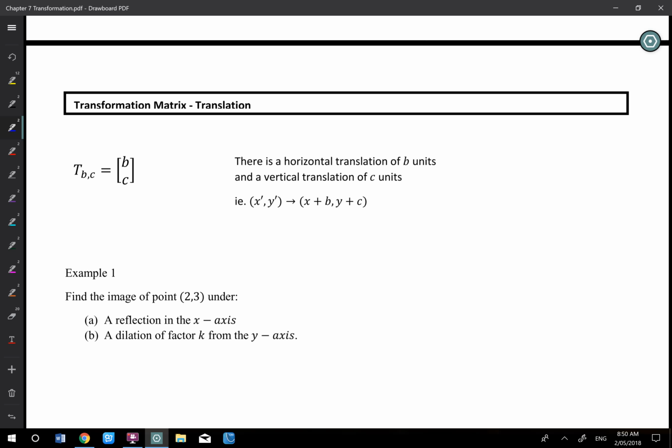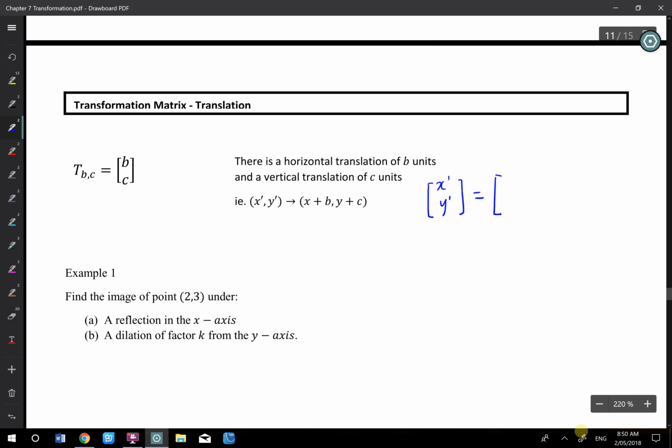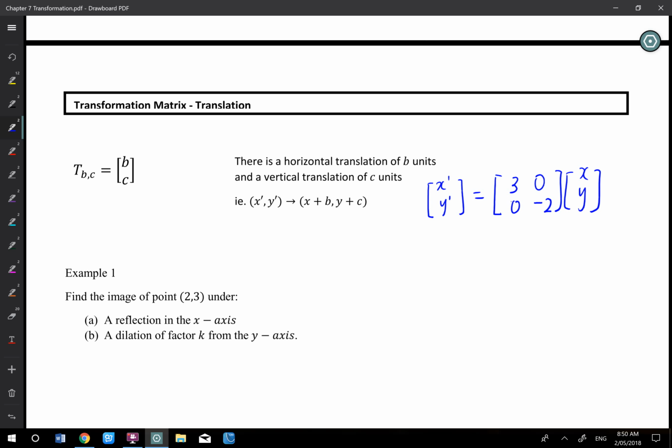For example, the new point will equal, let's say, 3, 0, 0, negative 2. Okay, let's have a look. Why did I give you this? You can tell me this must be a dilation by a factor of 3 from the y-axis, a dilation by a factor of 2 from the x-axis, and a reflection in the x-axis as well.